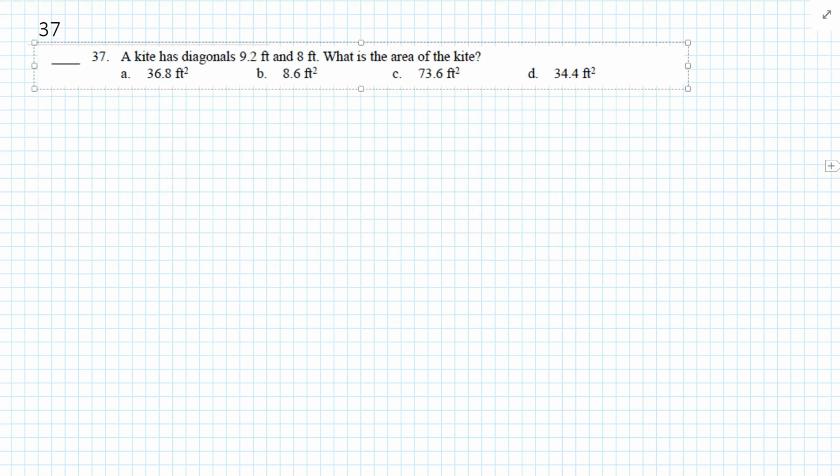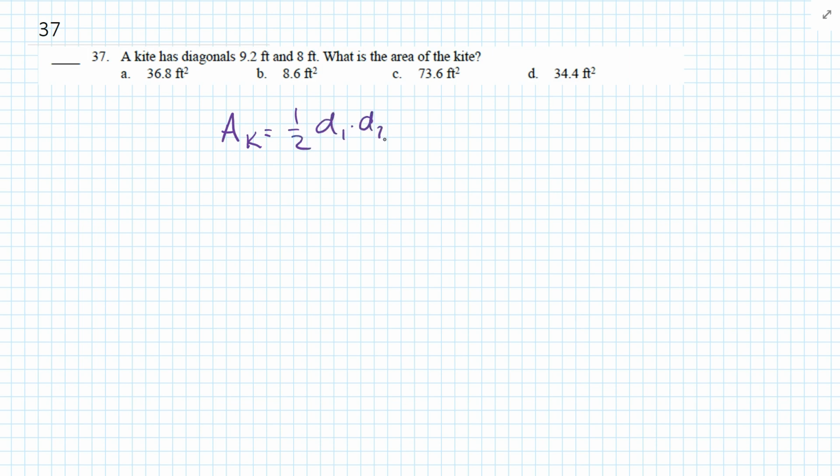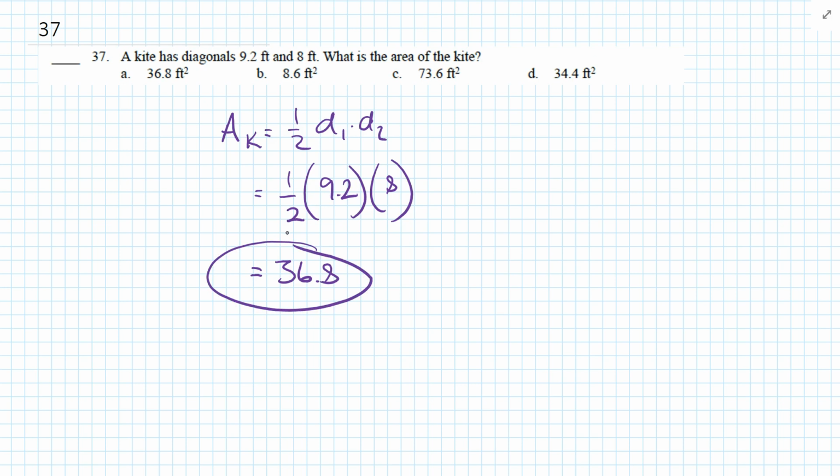37. A kite has diagonals of 9.2 and 8. What's the area? The area of a kite is 1/2 the product of the diagonals. So that's going to be 1/2 times 9.2 times 8. Well, 8 divided by 2 is 4. 4 times 9.2 would be 36.8. My answer is A.